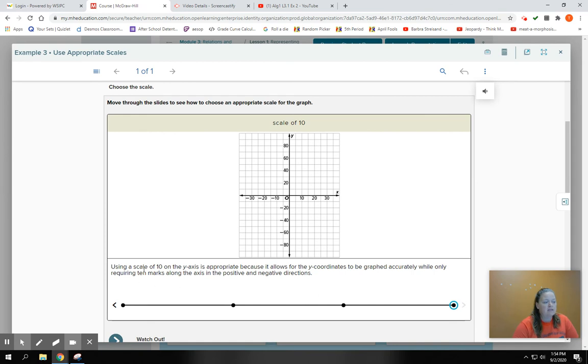So on the y-axis, you want to space it out to about the tens, right? 10, 20, 30, 40, 50. This makes a nice scale, easy to read for our graph.